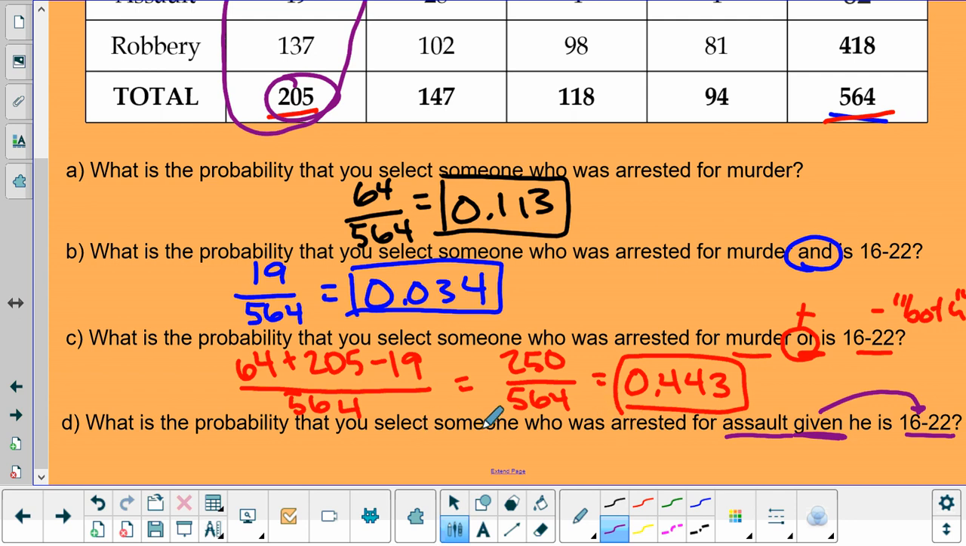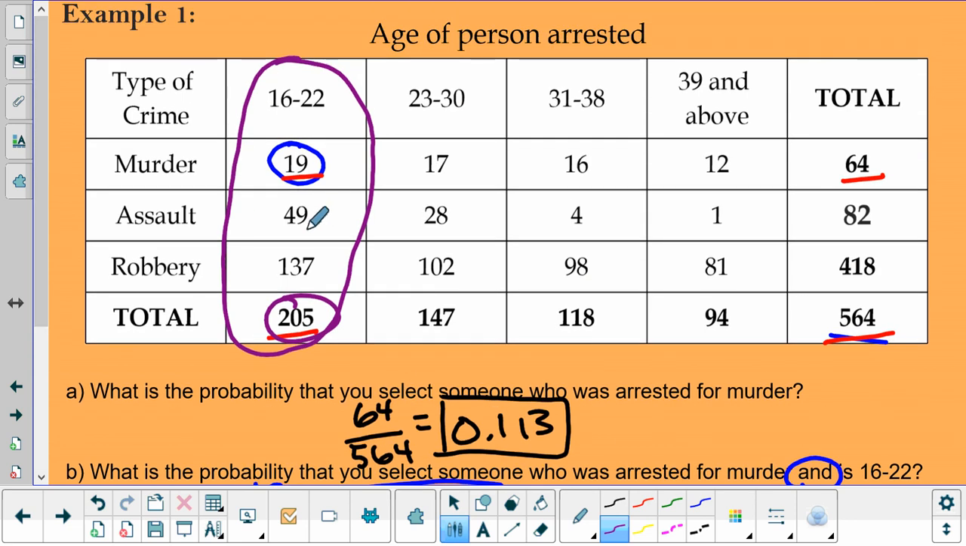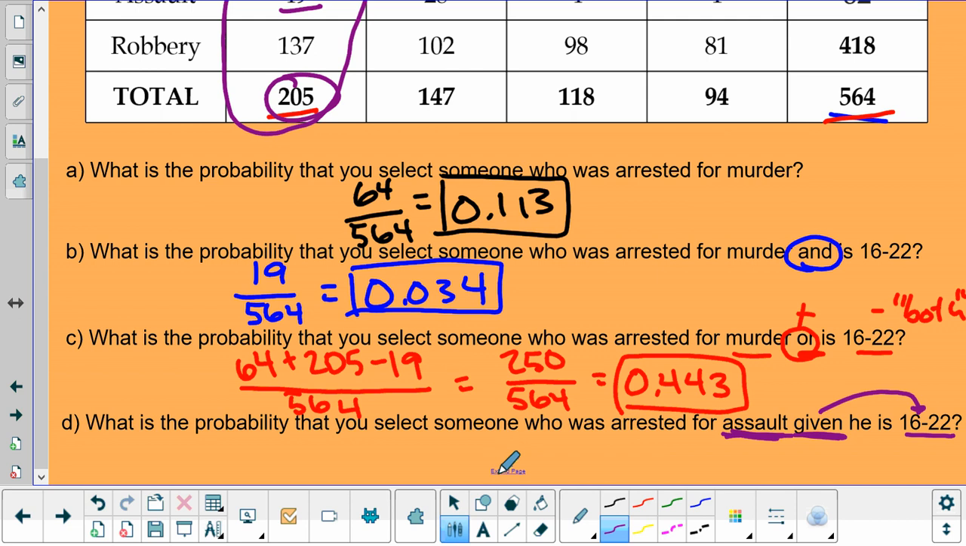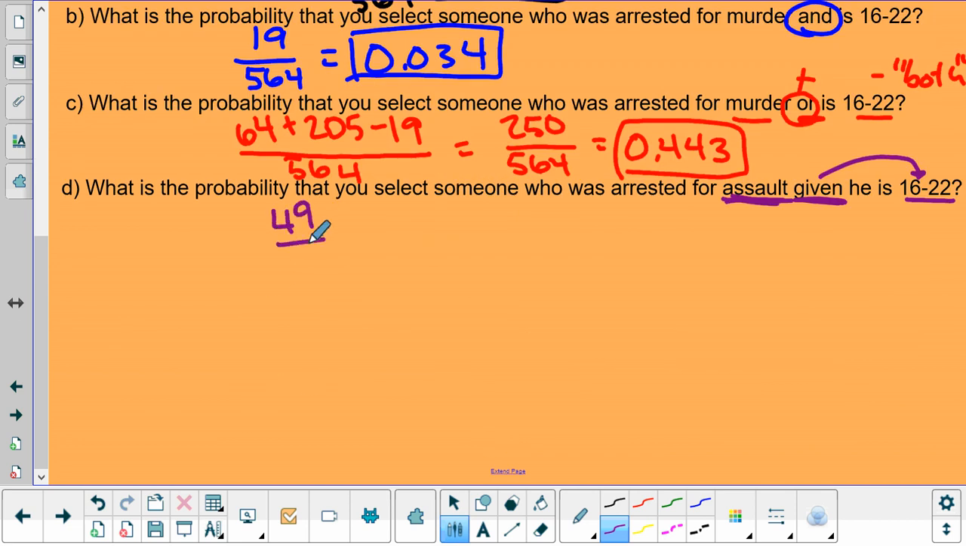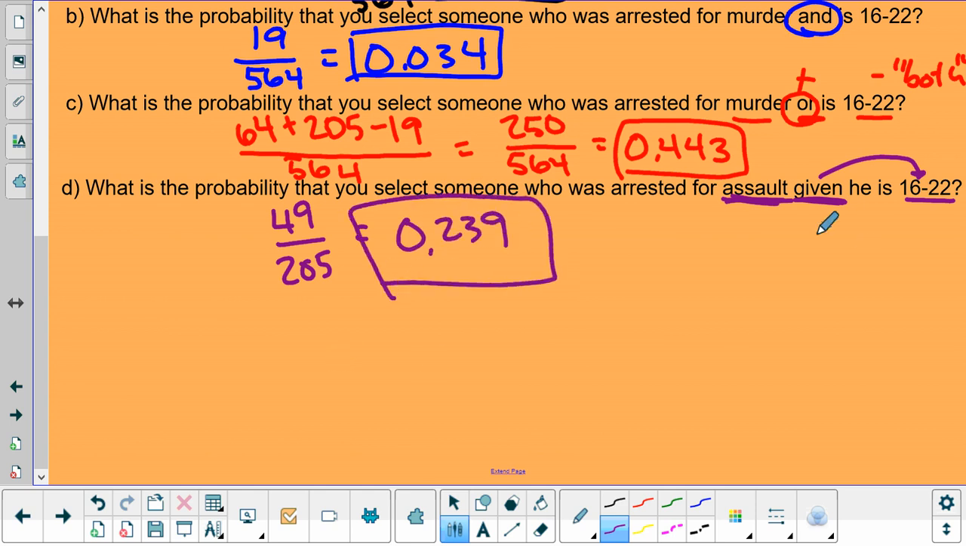So what is the probability that you select someone who was arrested for assault? The people who were arrested for assault out of the 16 to 22 category, because remember, I'm only in this column now, is 49. So 49 out of 205 is my probability here. It's about a quarter, so let's see what we get here. 49 divided by 205, I get 0.239 for my probability. So the given is what's going to tell you your new total.